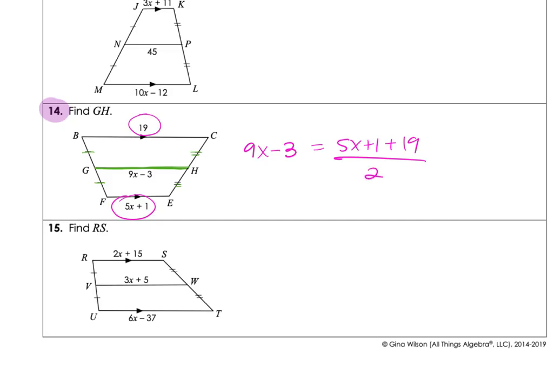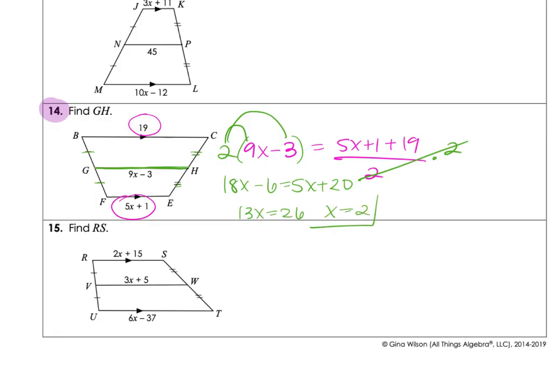Okay, now if you simplify that, I think the easiest way to go about this is let's multiply both sides by 2 to get rid of that fraction. So then you get 18x minus 6 equals 5x plus 20. And then you would solve for x. So 13x equals 26, which means x is 2.